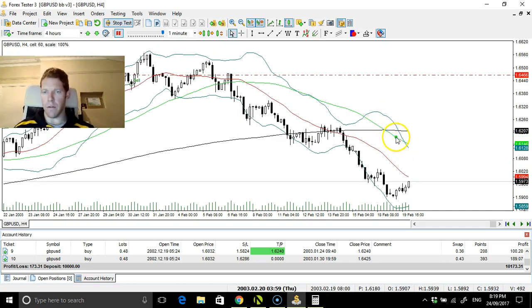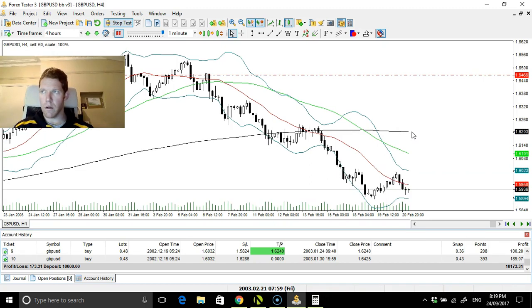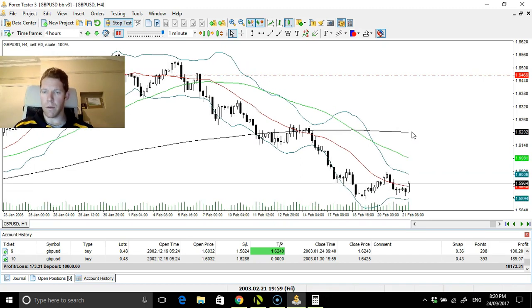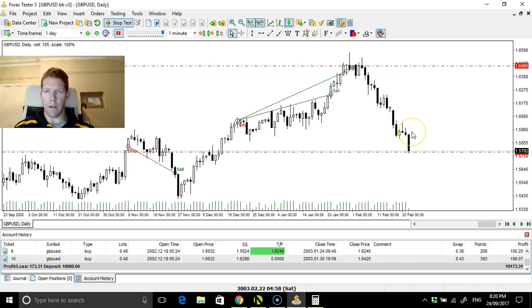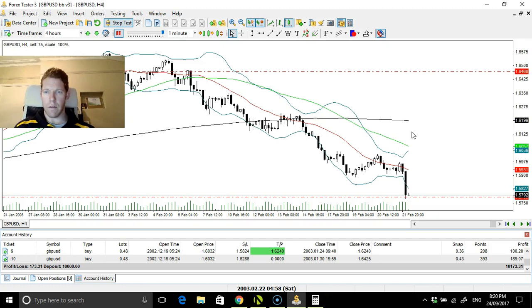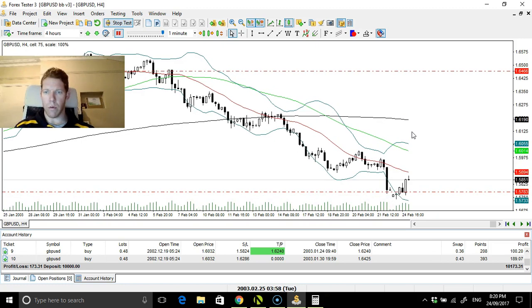So we've got the 55-day moving average below the 200 now as well, so that's significant. 25.64 months processed. All right, so we go to the daily chart, definitely downward. We get a break here with that support level.